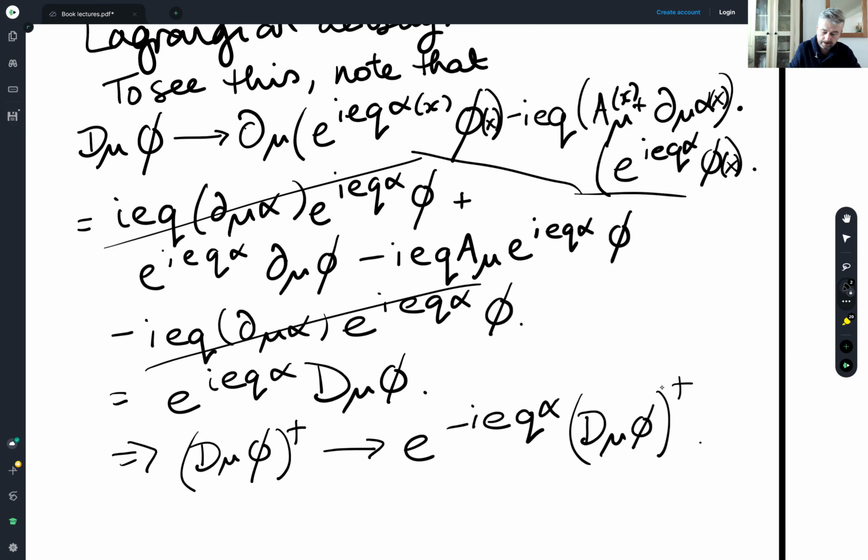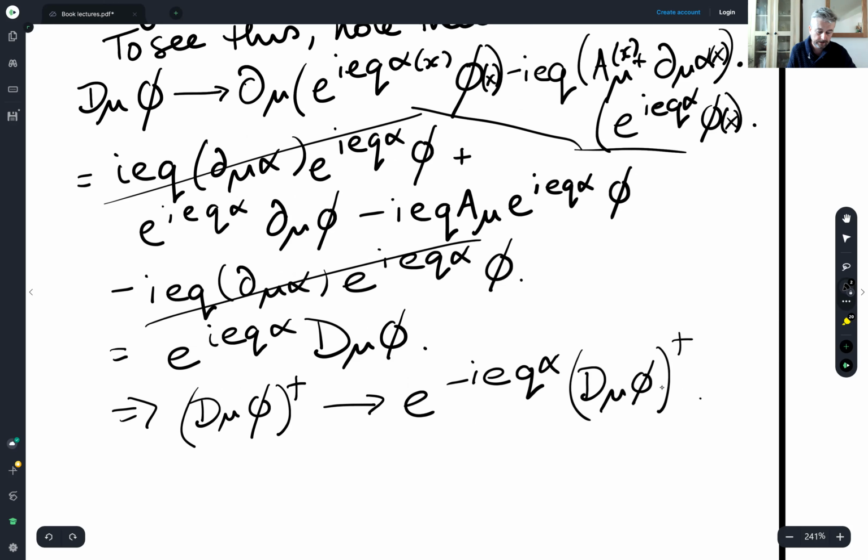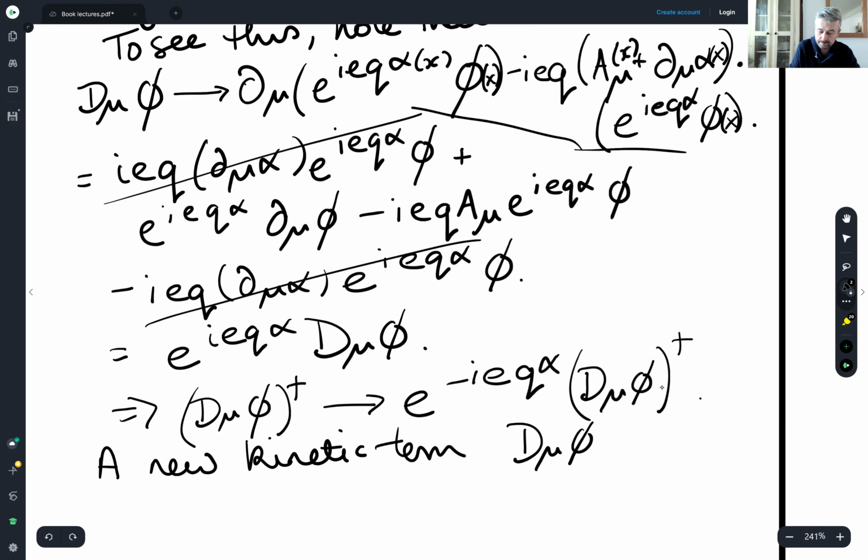So what we see then is how to write down a new kinetic term. If we just multiply D mu phi, the covariant derivative, by its Hermitian conjugate, then these phase factors in front will cancel. So a new kinetic term, D mu phi dagger D mu phi, is then invariant under the gauge symmetry.